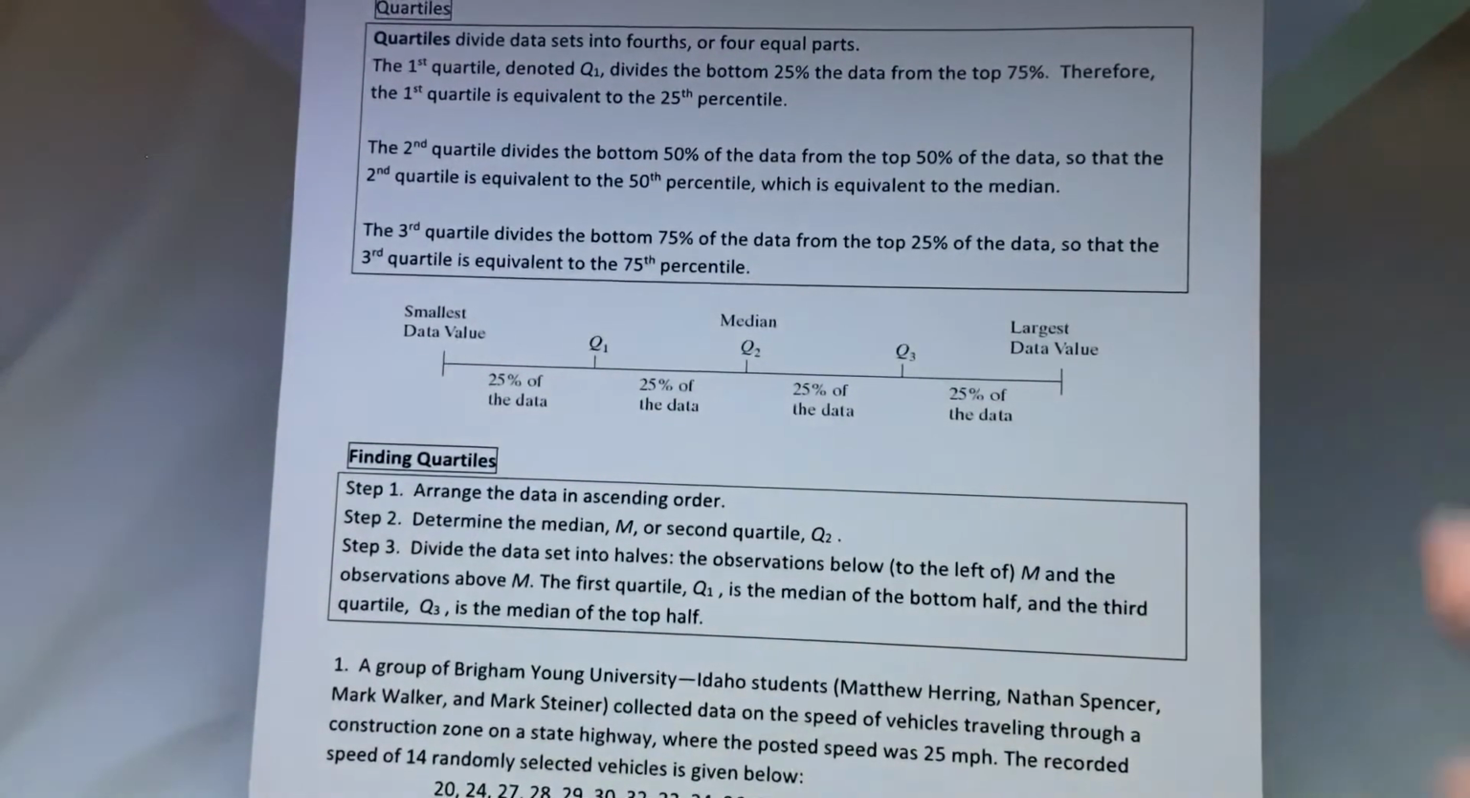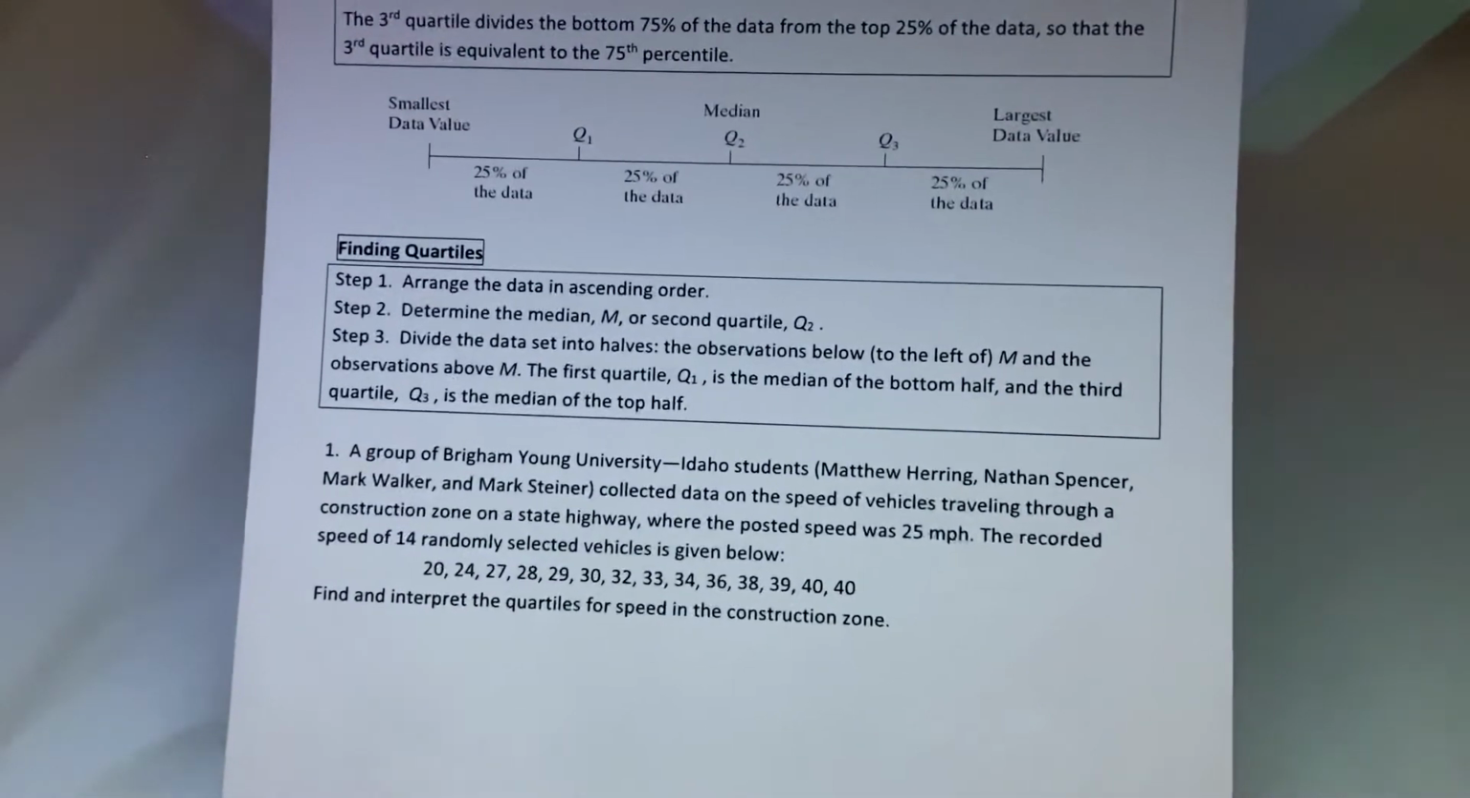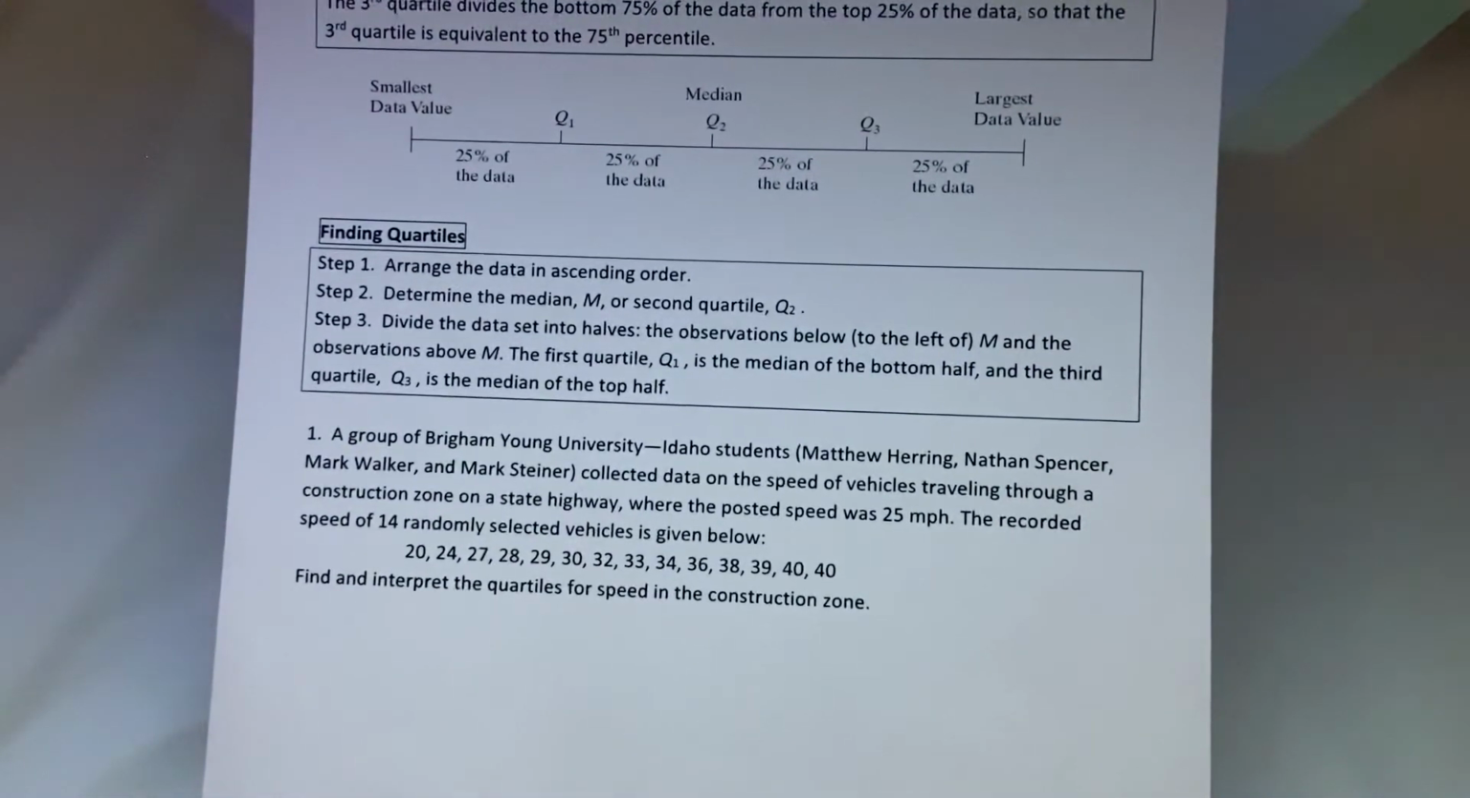So a group of BYU Idaho students collected data on the speed of vehicles traveling through a construction zone on the state highway where the posted speed was 25 miles per hour. The recorded speed of 14 randomly selected vehicles is given below. Find and interpret the quartiles for speed.